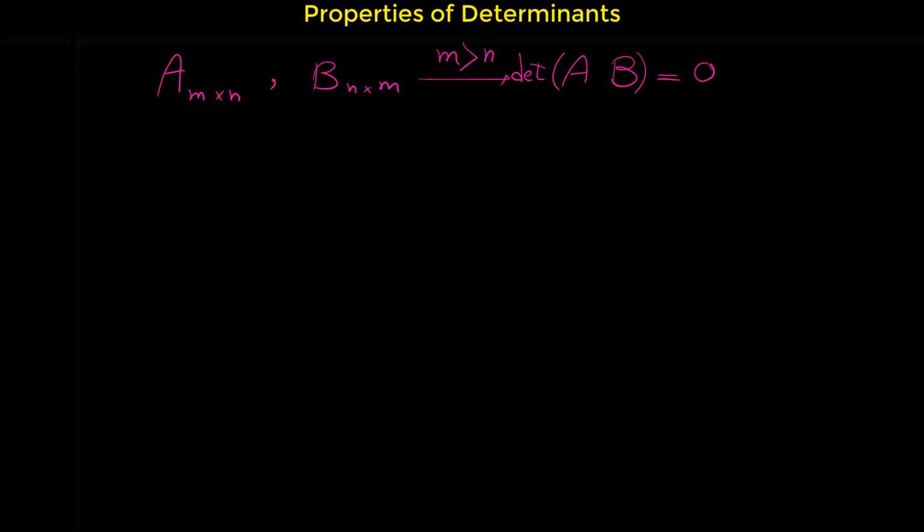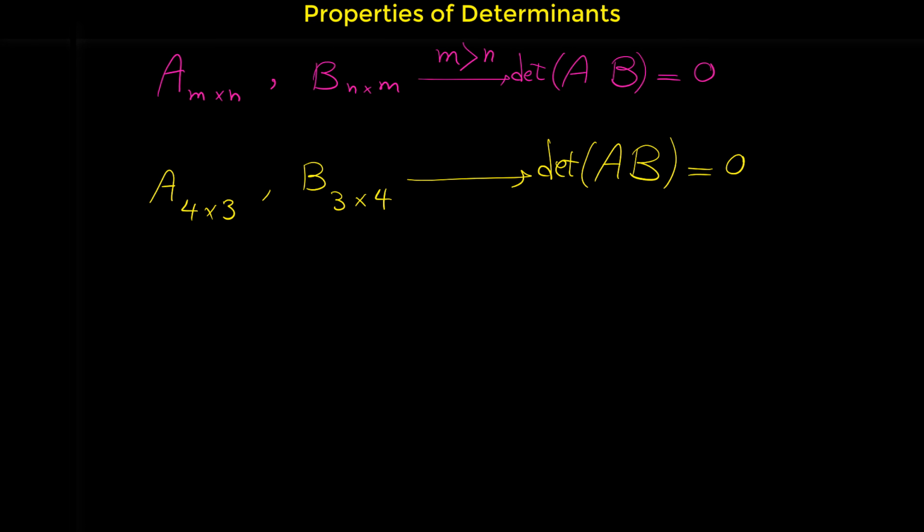For example, suppose you have matrix A, which is, say, 4 by 3. And the matrix B is 3 by 4. So that the number of rows of A, the first one, is greater than the number of columns. It's important that m should be greater than n. If we multiply A by B, the result is a 4 by 4 matrix. Determinant of this matrix is 0. You don't need to calculate. And it doesn't matter what matrix A is, what matrix B is. Always the determinant of A times B is 0.